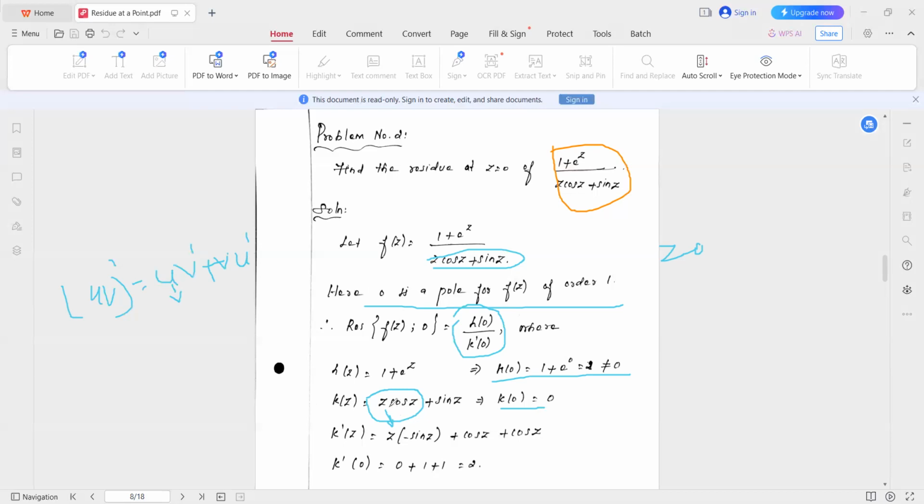So z will remain, and differentiating cos z is equal to minus sin z, plus V U dash. What is V here? cos z. When we differentiate z, it becomes 1, so we get cos z. Plus sin z only we have here; differentiation of sin z is cos z. Therefore, k dash of z is equal to this one.